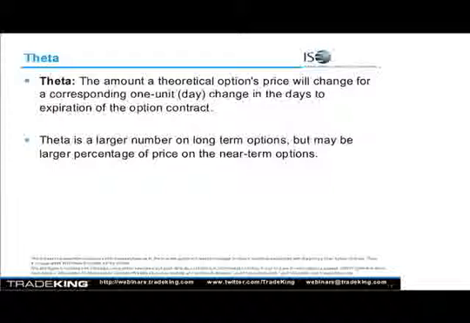So theta will be a larger number, but it may be a larger percentage of price if I look at a near-term option contract. So if I have a near-term at-the-money option, theta will definitely be smaller than a longer-term option. But as far as what it represents in price, 10 cents on a $1 option is a big deal as opposed to 20 cents on a $5 option, if you get what I mean. So nearer-term options usually don't trade for as much, but theta can be a big percentage of that price as compared to a longer-term option contract.